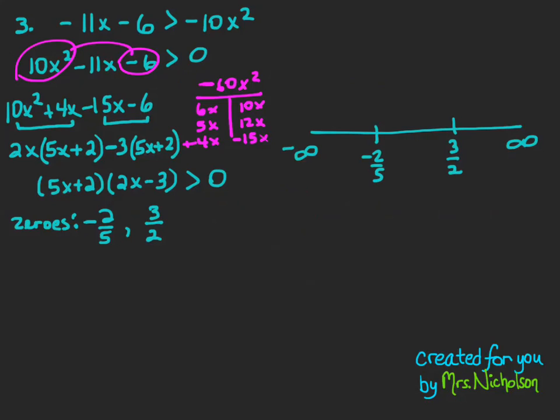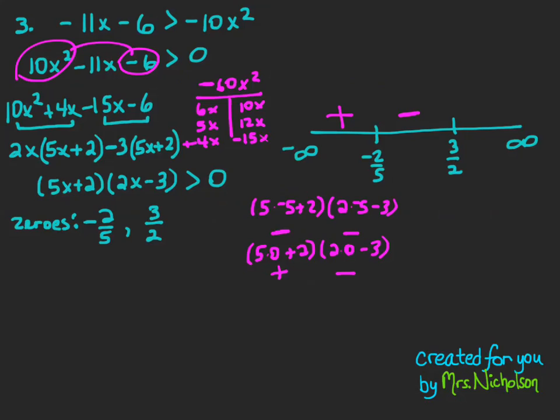And so let's start testing intervals. In my first interval, I'm going to choose negative 5. And if I substitute in 5 times negative 5 plus 2, that's going to come out to be something negative. And then 2 times negative 5 minus 3, that would also be something negative. And so a negative times a negative is a positive. If I pick a number in between negative 2/5 and positive 3/2, I'm going to choose 0. So 5 times 0 plus 2, that will be positive. And 2 times 0 minus 3, that will come out to be negative. And a positive times a negative would give me a negative.